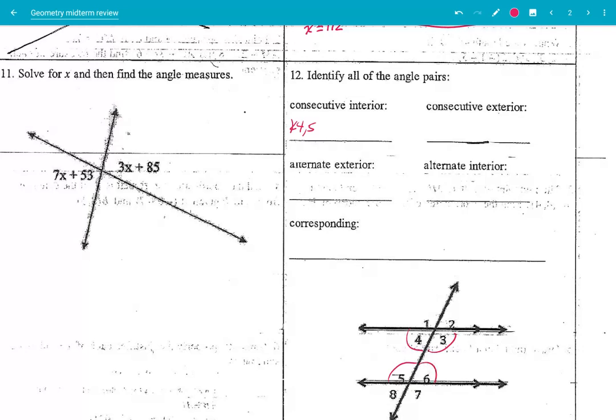And also 3 and 6 consecutive interior. Angle 4, angle 5, and angle 3, angle 6. I'll write it that way. Consecutive exterior.